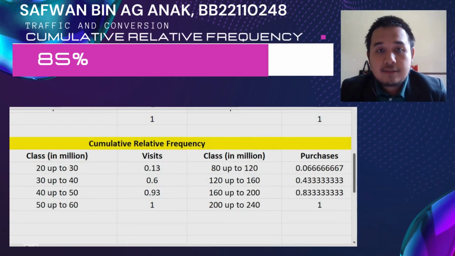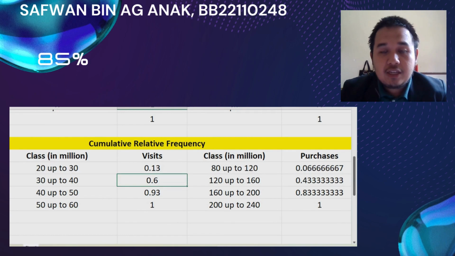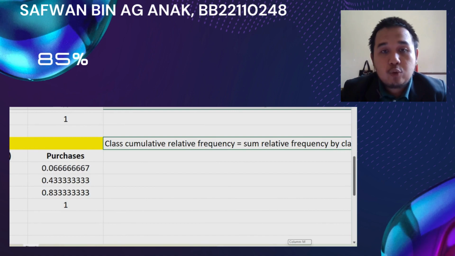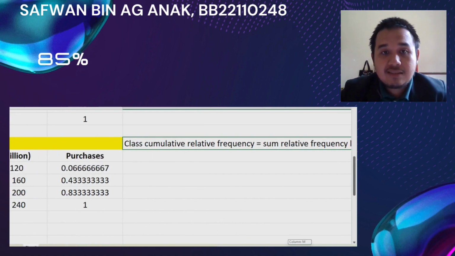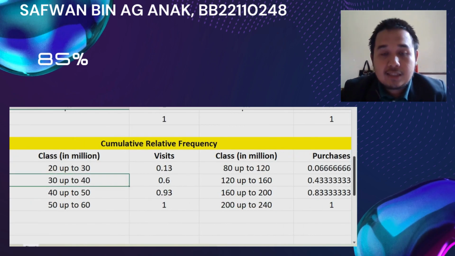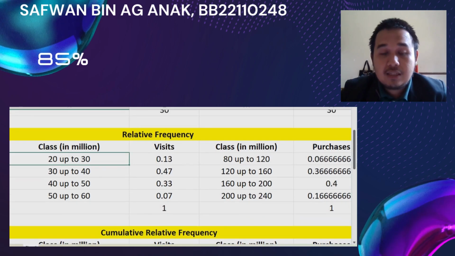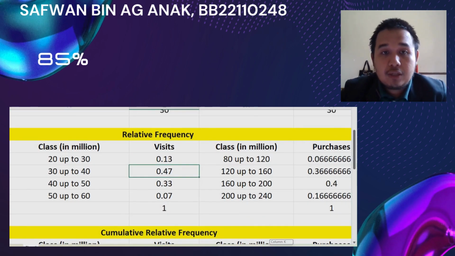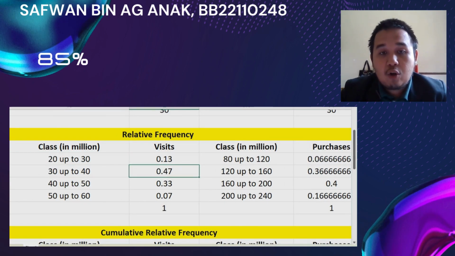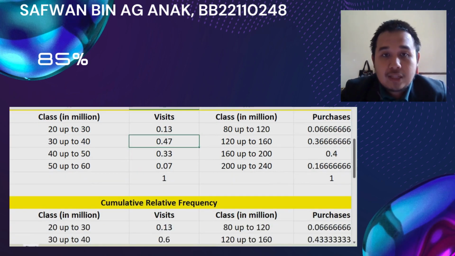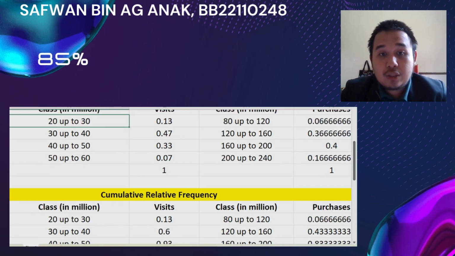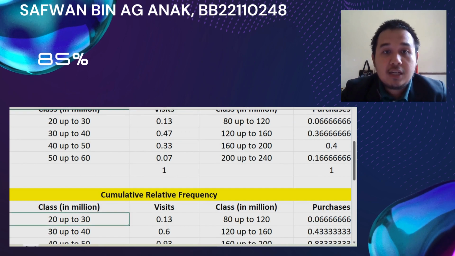The next part is cumulative relative frequency, where you just need to do a simple mathematical technique: you add the first class and second class to get the answer. For example, for 20 up to 30 the relative frequency is 0.13, and for 30 up to 40 the relative frequency is 0.47. So we just add these two to get the second value of cumulative relative frequency. Do it continuously. Same for the purchases.